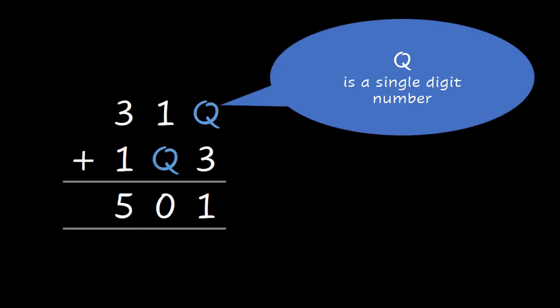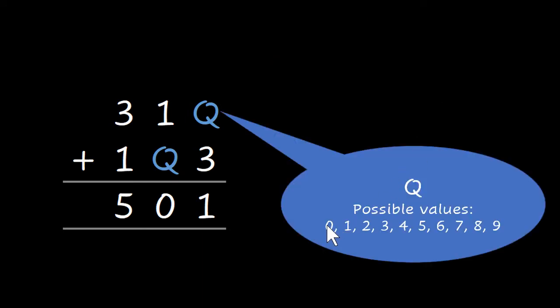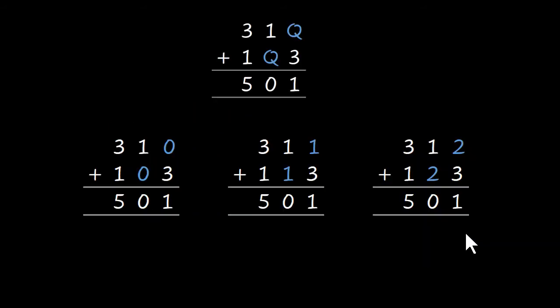Okay, so what does that mean? The question says 31Q and 1Q3 when added gives 501. What do we know about Q? That it is a single digit number, correct? That means it can be anything between 0 to 9. So it can be 0, 1, 2, 3, 4, 5, 6, 7, 8, 9. It can be any of these digits. What happens if we just try all of them one by one? That's what we'll do now.